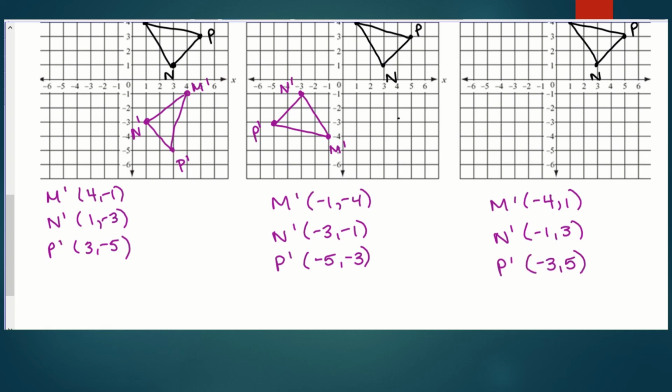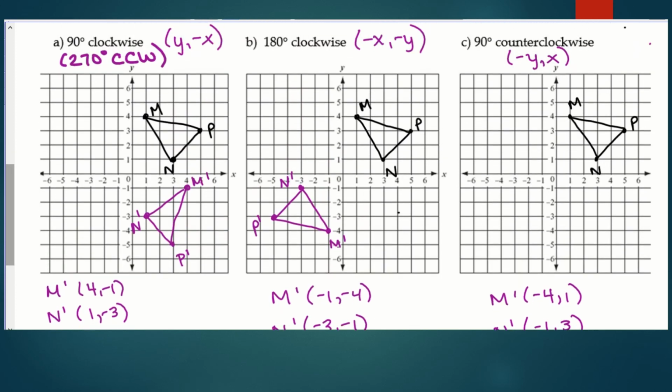All right, let's go to it. (Negative 4, 1) is M prime. (Negative 1, 3) is N prime. And (negative 3, 5) is P prime. So this is a 90-degree counterclockwise rotation about the origin.